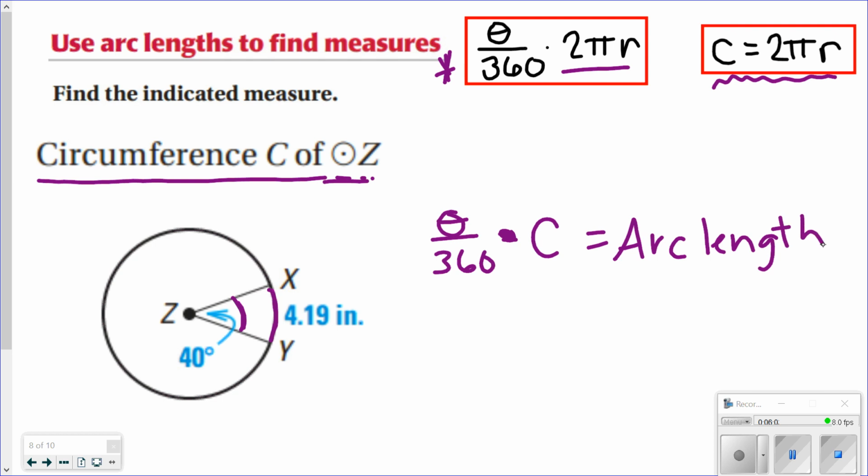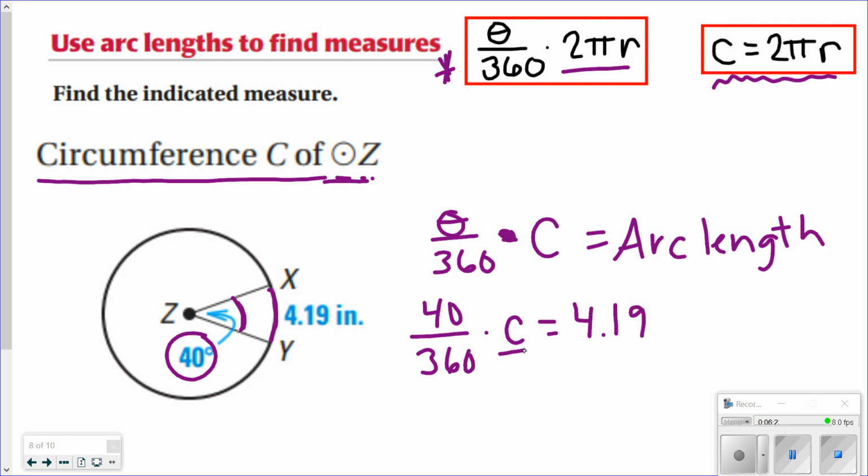All right, so let's plug in what we know. Well, we know what theta is. Theta is 40. So 40 over 360 times C, the circumference, that's what we're looking for, is equal to, well, our arc length is 4.19. So now I want to get C by itself. Well, if I try to simplify 40 divided by 360, it's not a pretty number. It's crazy. So I'm just going to keep 40 divided by 360 how it is. So I'm multiplying 40 divided by 360 by C.